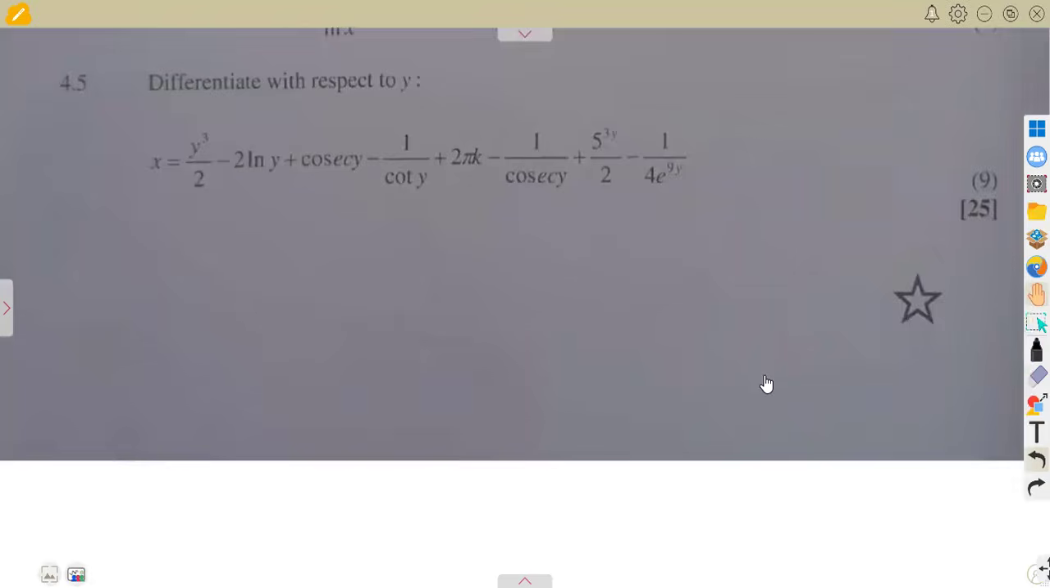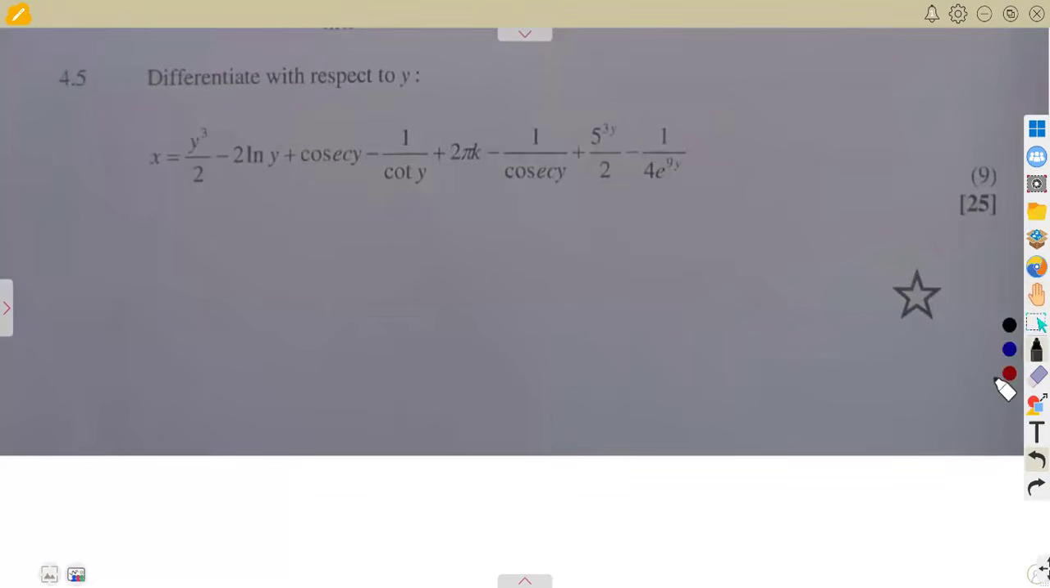9 marks, to differentiate x with respect to y, this part that is given in terms of y. So there we are given y to the exponent of 3 over 2. So this one can be differentiated directly. So the derivative of x with respect to y is going to drop the exponent. We subtract 1. So that's 3 over 2 y to the exponent, if you subtract 1, that will be a half.